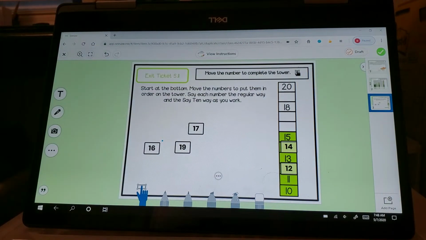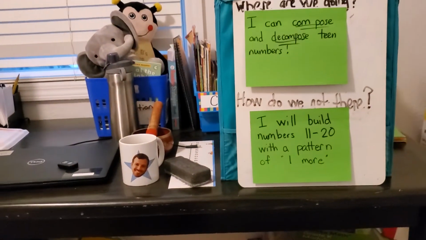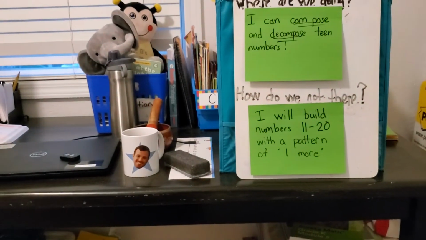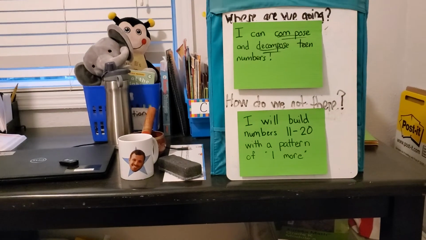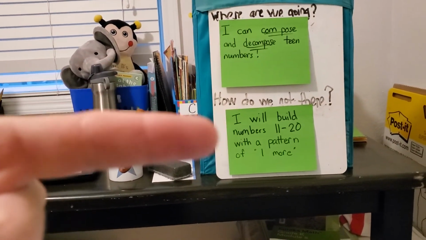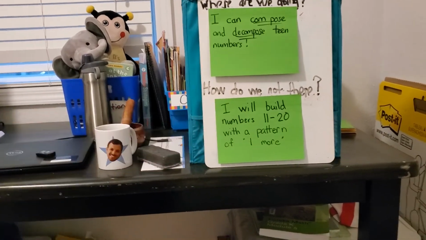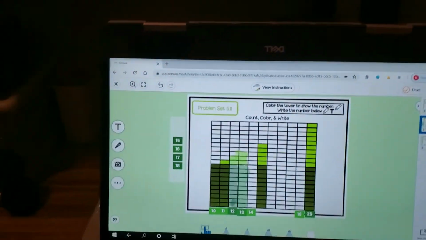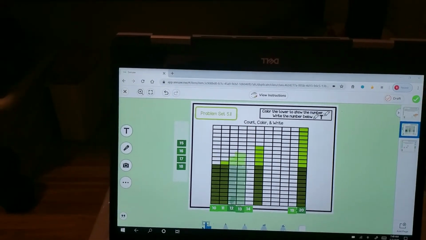All right, let's take a look at where we were going and how we were going to get there. I could compose or put together and decompose or break apart teen numbers. How we were going to get there was I will build numbers 11 to 20 with a pattern of one more. We did that with our Lincoln cubes right there, building our math stairs, and you will show what you know by building your math towers today.